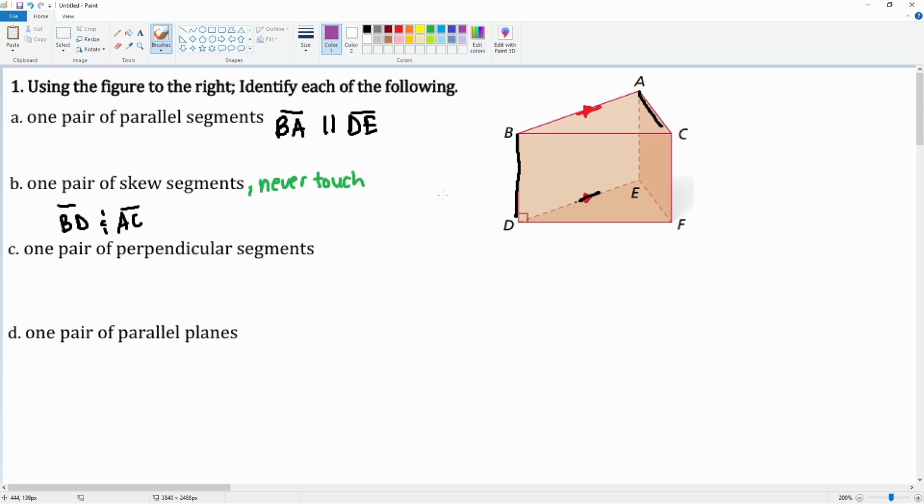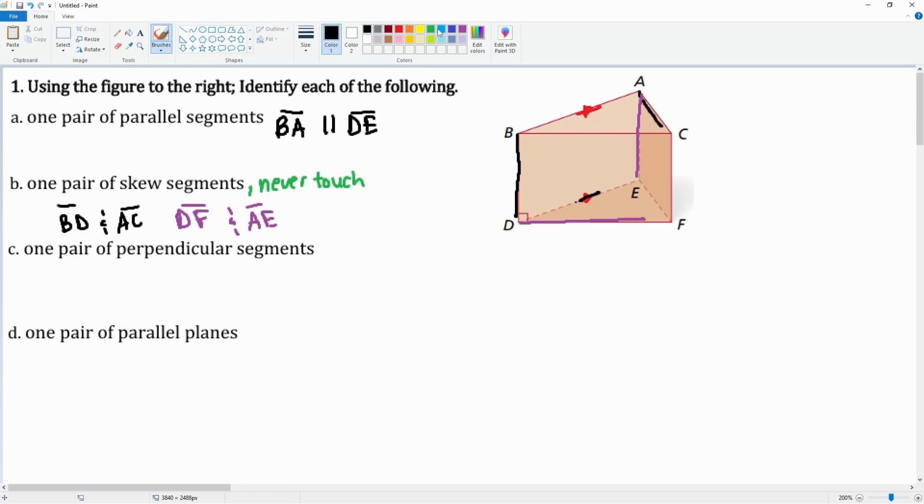Or you can pick, let's say, right here, DF, and see that it goes left and right. So we can pick something that never touches that. Oh, like this one, AE, will also never touch line DF because AE goes up and down, DF goes left and right.